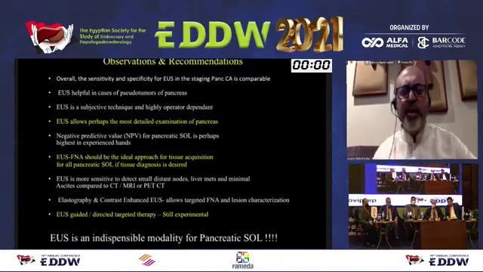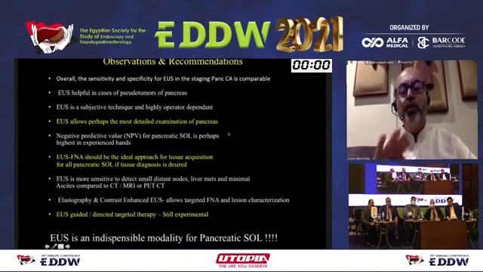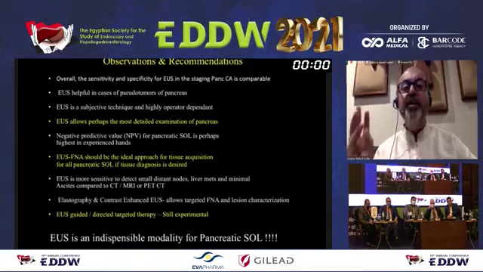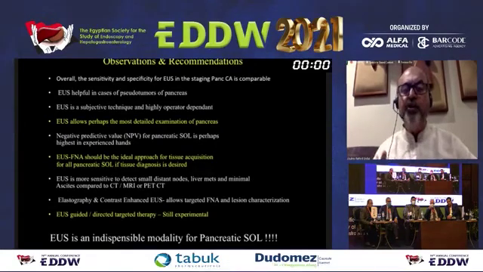So if you ask me for my observation and recommendation, I think the overall sensitivity and specificity of EUS in the staging of pancreatic cancer is comparable to other imaging, but it scores over other imaging in small lymph nodes, minimal ascites, distant lymph nodes and small liver mets. EUS is extremely helpful in pseudotumors of the pancreas. It's a very subjective technique, so experience matters.